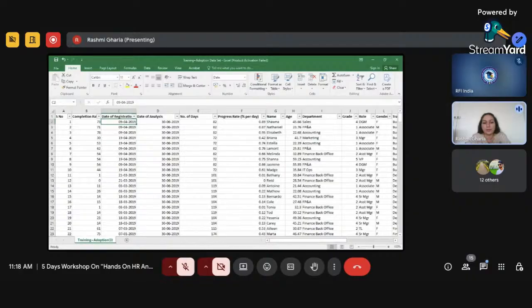Is the data sheet visible? Please reply, otherwise I'm not able to understand.